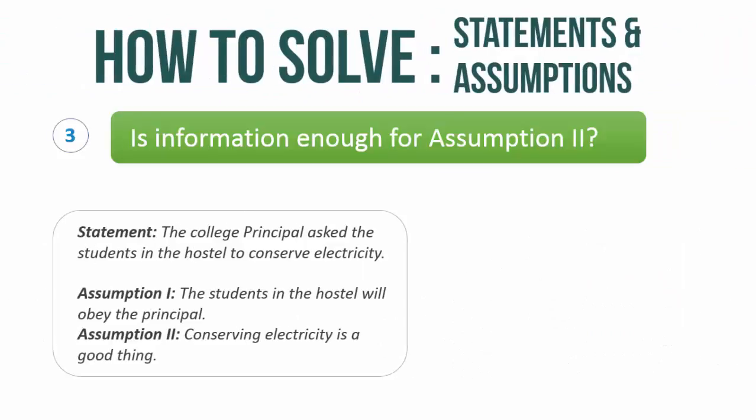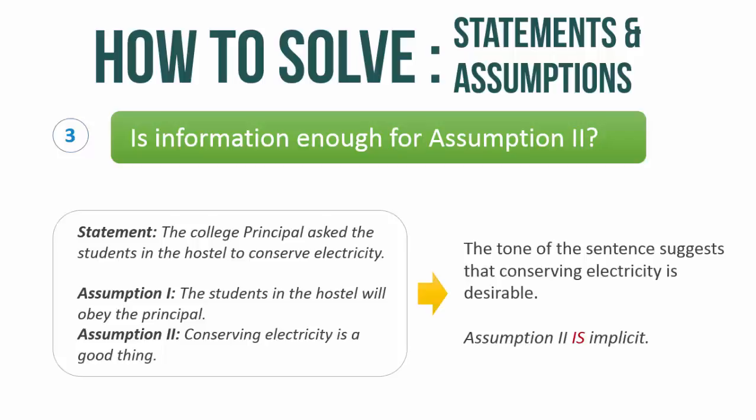Step 3, we do the same for assumption 2. Assumption 2 says, conserving electricity is a good thing. Now if you look at the statement, the college principal has asked the students in the hostel to conserve electricity. The tone of the sentence suggests that the principal is asking the students to do something nice, to do something good. Therefore, we can assume that conserving electricity is desirable. Hence, assumption 2 is implicit.